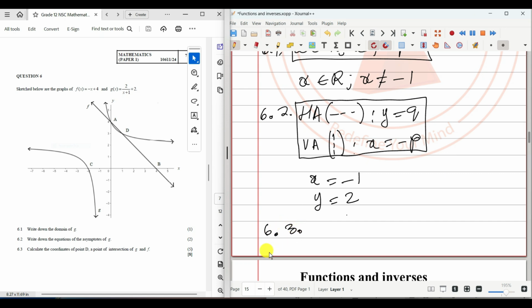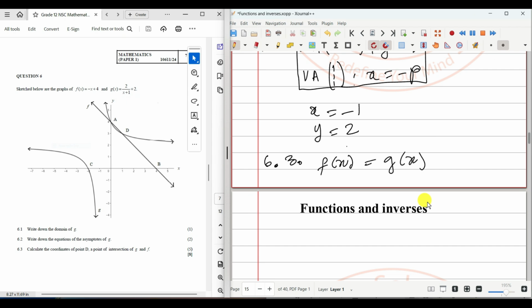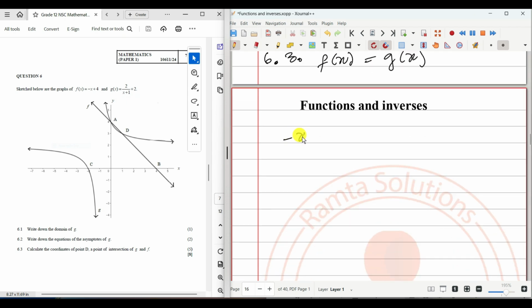6.3 says, calculate the coordinates of point D, the point of intersection of g and f. If this is the point of intersection, you can simply say f of x equals g of x. Okay, now let's go. What is f of x? It is minus x plus 4. What is g of x? It is 2 over x plus 1 plus 2.